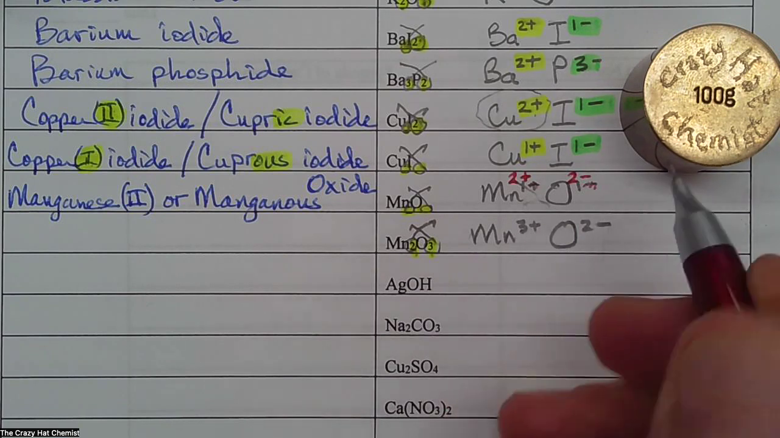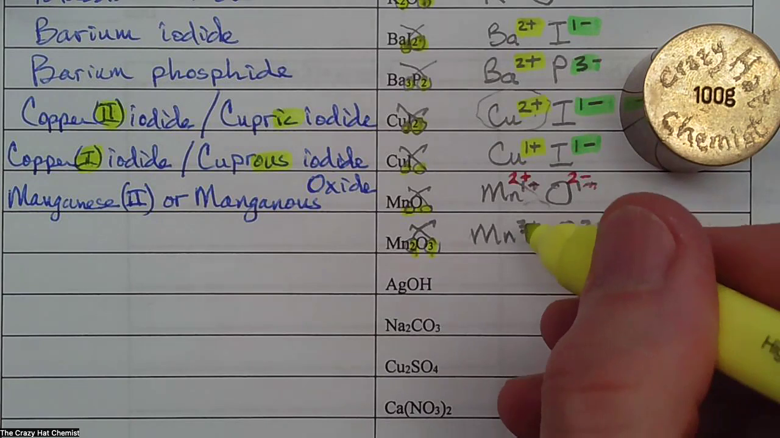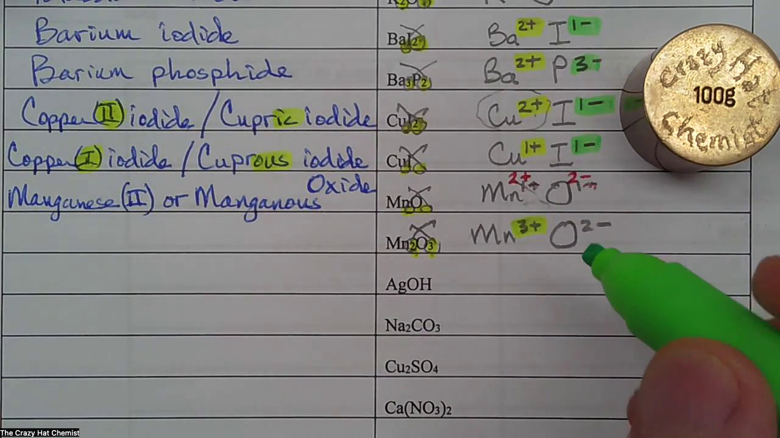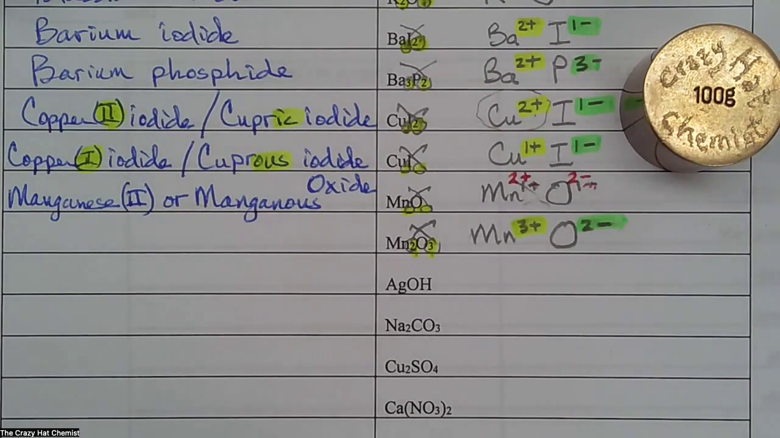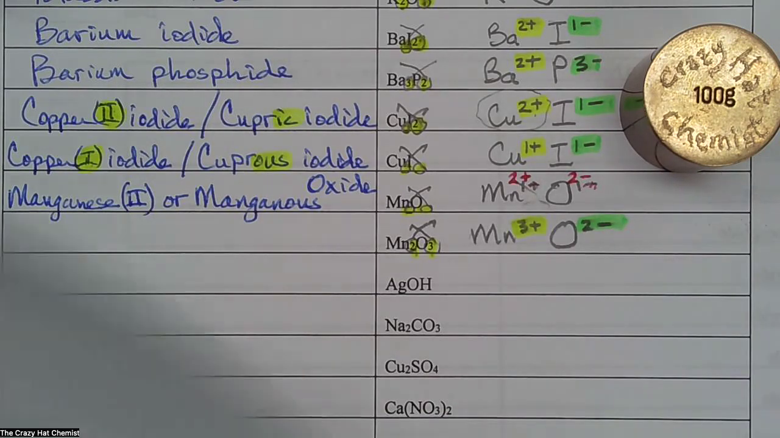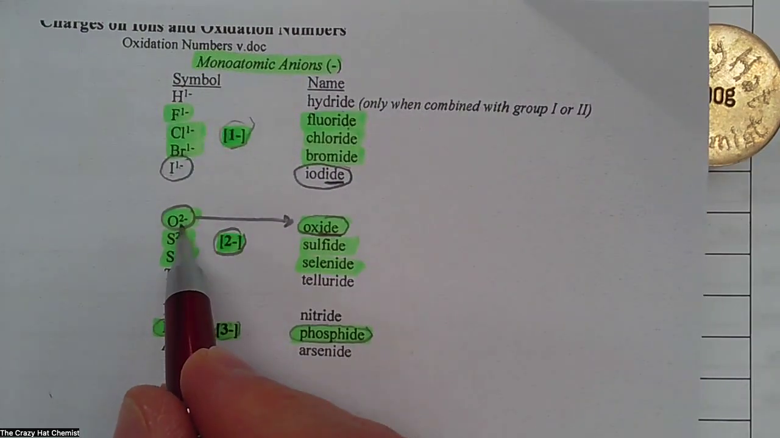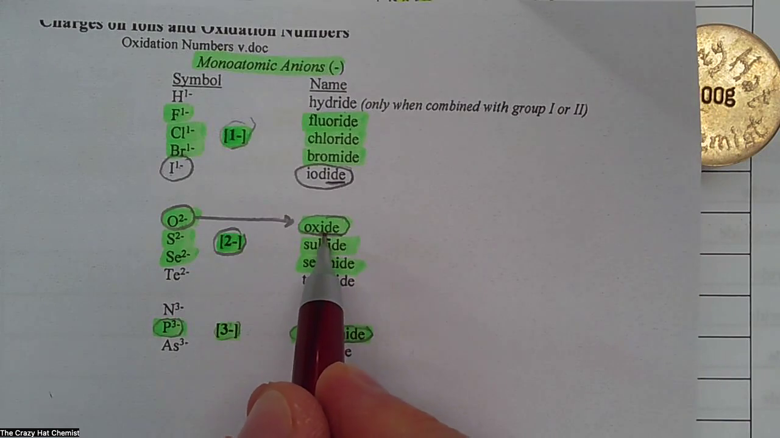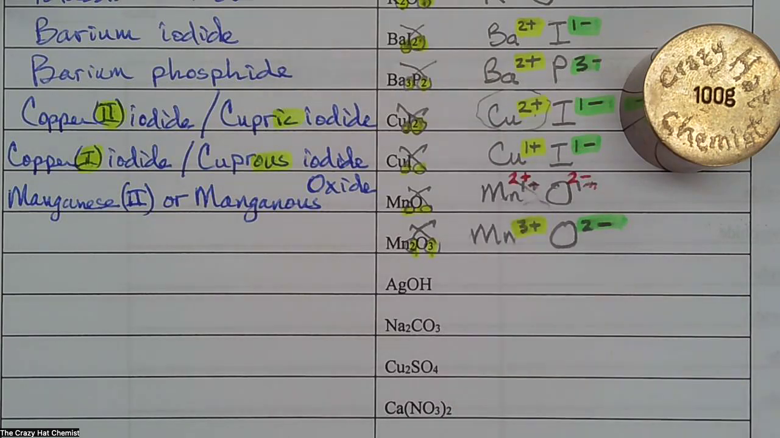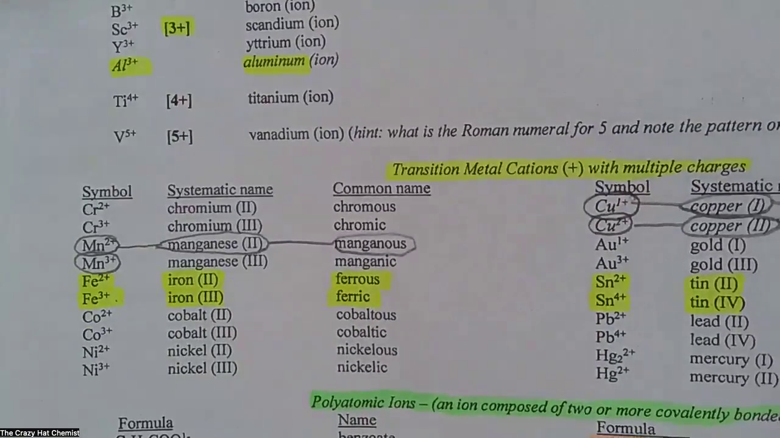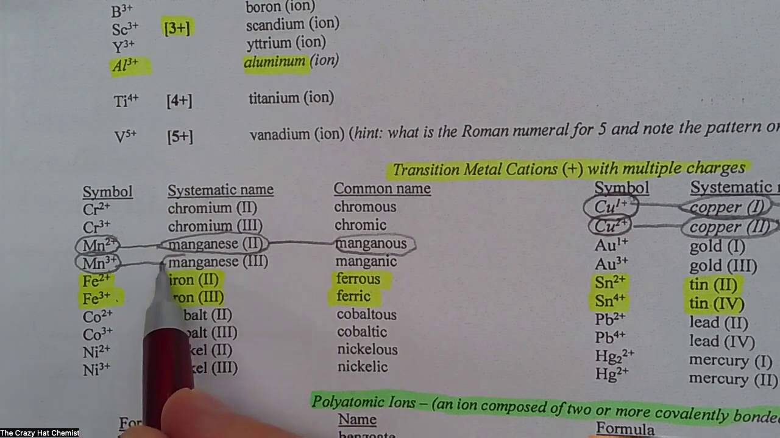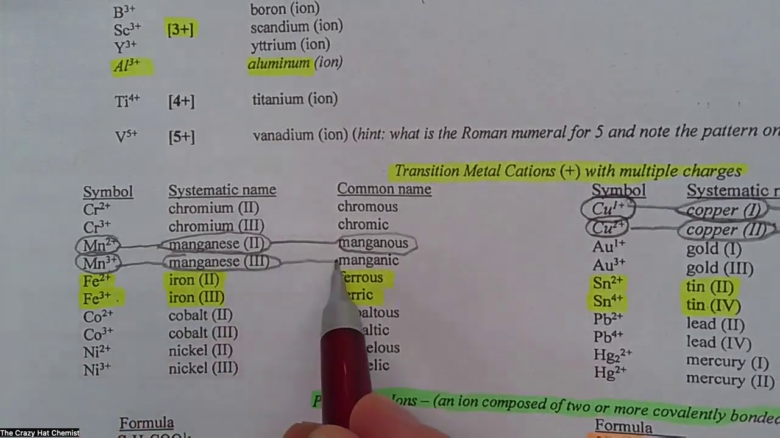Cations come first, anions come second. I'm going to highlight this cation of a 3 plus charge. I'm going to highlight this anion of a 2 minus charge. And you should see that that O with a 2 minus corresponds to O that's a 2 minus. That is most certainly an oxide. Now I just need to find the MN that's a 3 plus. I already found the other MN. And the MN that's a 3 plus is right here. That corresponds to manganese Roman numeral 3 or manganic.